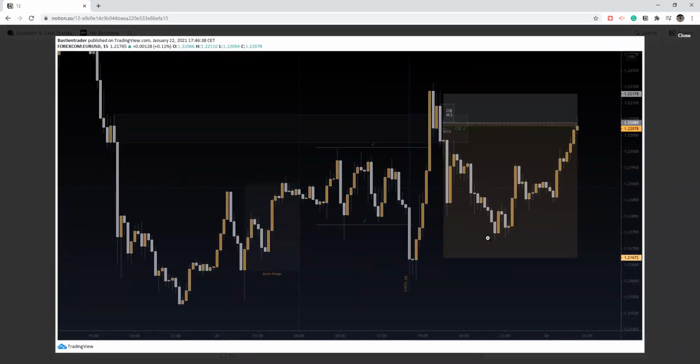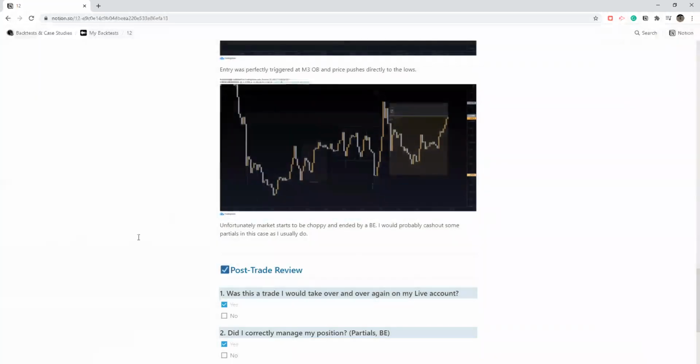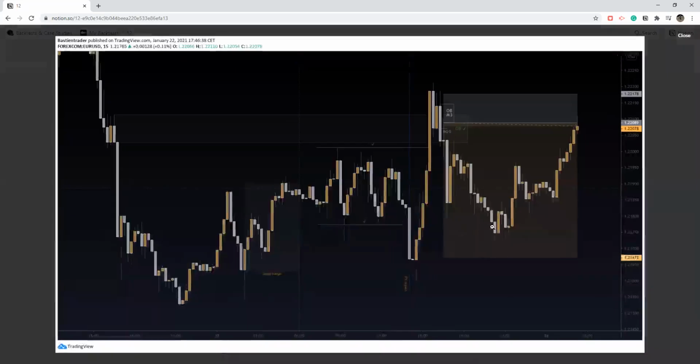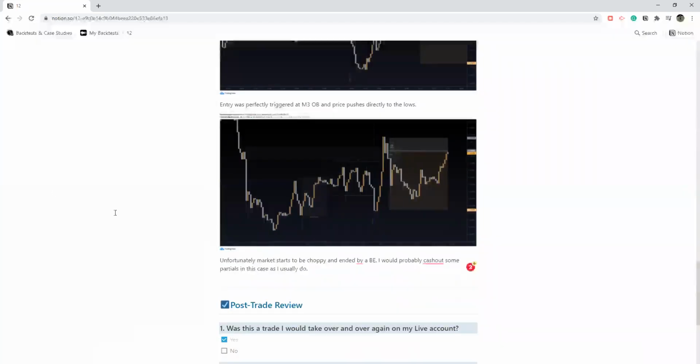Push pullback, push to the downside, and it didn't tap into the OB right there, which you were targeting, and then it reversed to the upside. That is perfectly fine, I think. Starts to be choppy and then it'll break even. Probably cash out some partials. Exactly. You should always cash out because if this was a 1-to-6 trade, then you definitely want to take something and not be greedy.